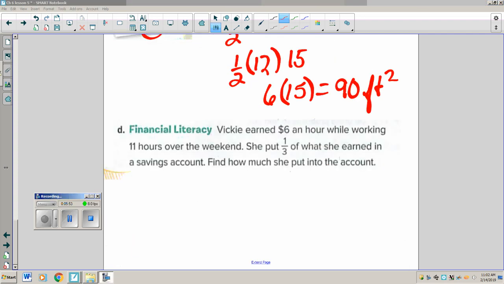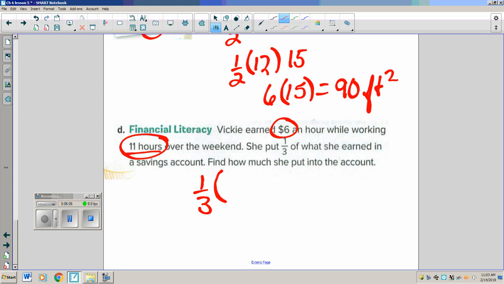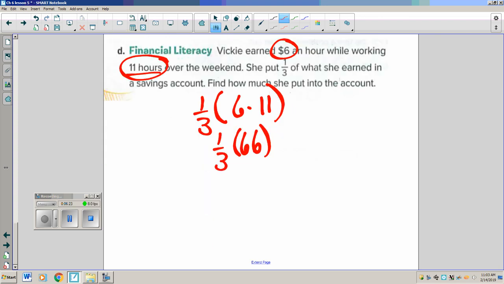Last one, Vicki earned $6 an hour while working 11 hours over the weekend. She put 1/3 of what she earned in a savings account. First, find out how much she made. So it's going to be 1/3 of 6 times 11. 1/3 times 66. 1/3 of something is dividing by 3, so that would equal $22.